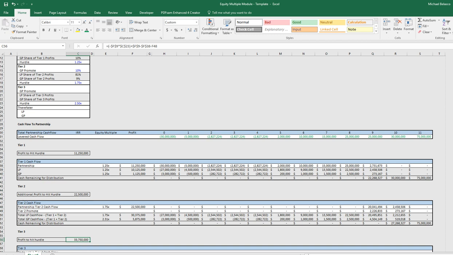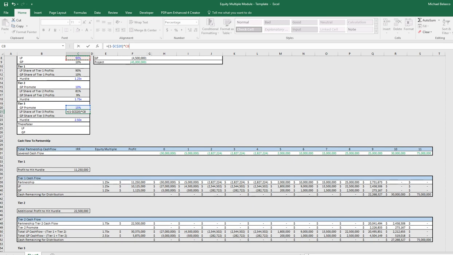All right, so our GP promote tier 3, we're going to say 15%, and still the remaining profit is going to be split 90-10. So we'll do the formula again, equals 1 minus 15% times, we'll do the LP at 90, GP at 10.